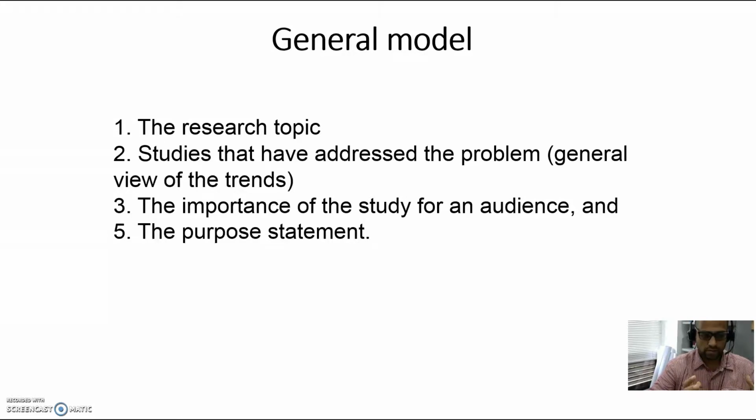That's the reason why you should read the introductions of a couple of articles related to your research topic, and there you can get an idea. Then you have to really emphasize the importance of the study for the audience. In this case, the audience would be the academic community, and to be more specific, teachers. And at the end, you write what they call the purpose statement, which is like the question: what is it that you want to study in this research project.